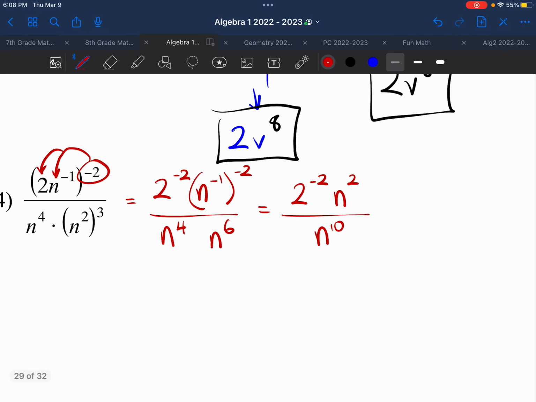The next thing to do, I'm going to do 2 things at the same time because you guys are getting better and better at this. Because I have a negative power, I'm bringing you to the denominator. This is now going to be equal to, I have 2 to the power of positive 2 in the denominator.